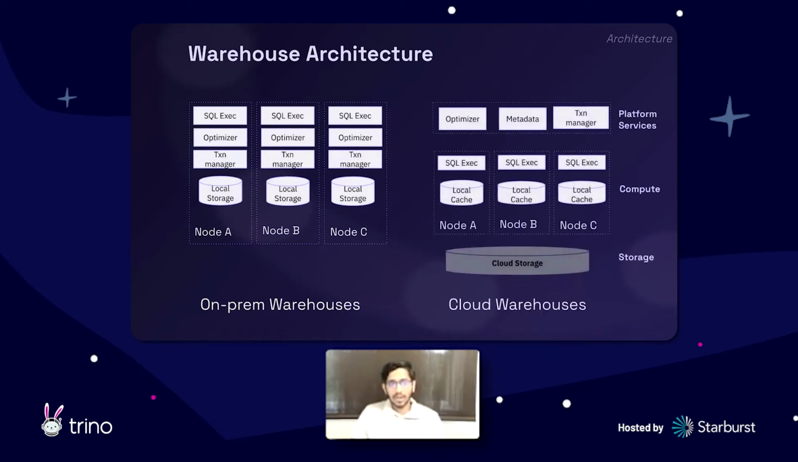And this is the biggest thing that modern cloud warehouses changed. What they did was they pulled out some of the core components, like tracking metadata for all the tables, or transaction management, locks, and even the SQL optimizer, into platform services on the cloud, which are always running. And then users' data is primarily stored in cloud storage, and you bring up on-demand warehouses which can locally cache that part of the data that's needed for your query execution.